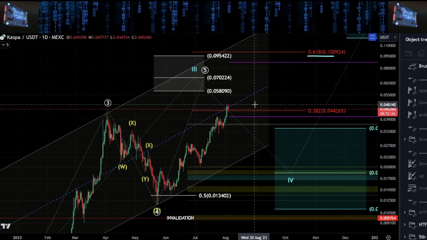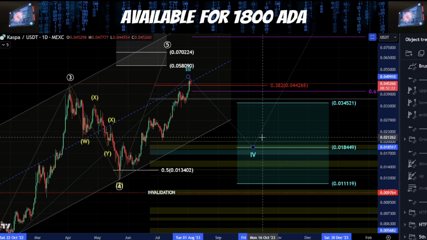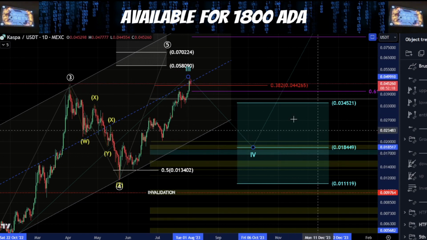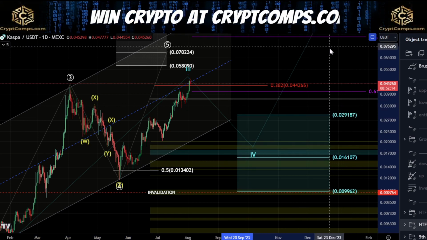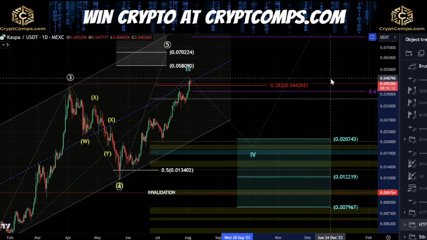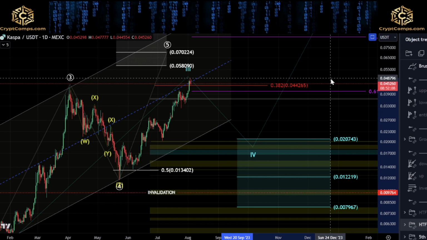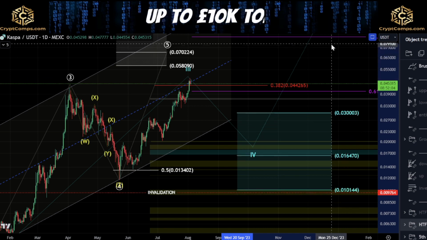If this is completed, what we'd then be looking for is that this wave 3 is here and we could start to see a retracement for this wave 4. The common zone that we'd be looking for here would be a little bit lower, towards this zone of this 20743 to this area of this 12219. That would be if we actually complete where we are.